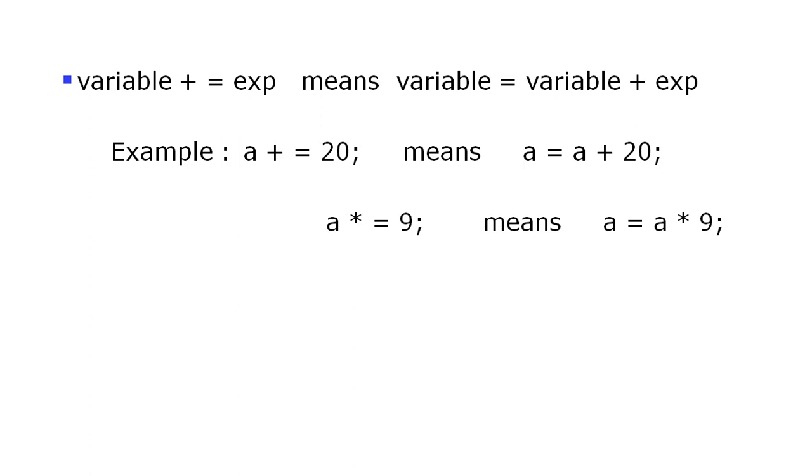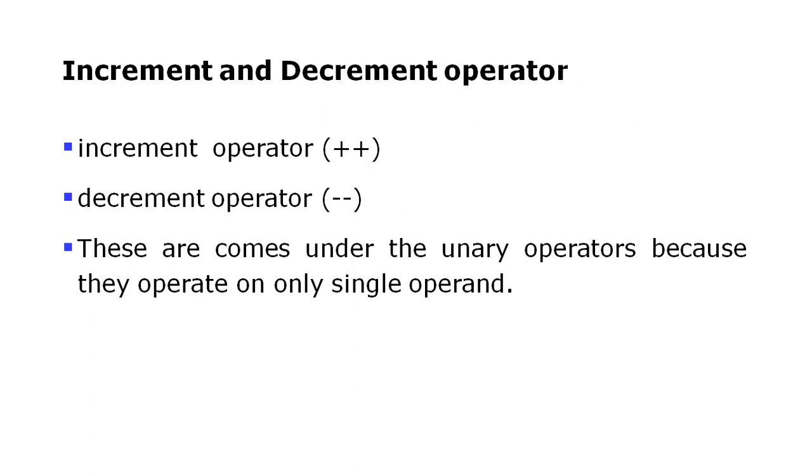Variable plus equal to expression means variable is equal to variable plus expression. Example, A plus equal to 20 means A is equal to A plus 20. A star equal to 9 means A is equal to A star 9.